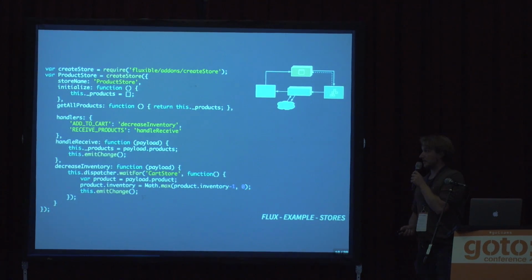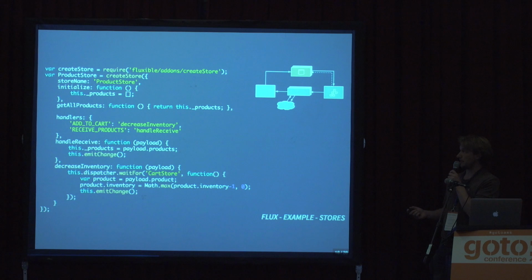So, for example, the product store, it keeps a list of available products and their inventory, and you can query this store to get all the products. This is what the view does for rendering. And it says, okay, I'm going to handle these methods. This depends on the Flux implementation.